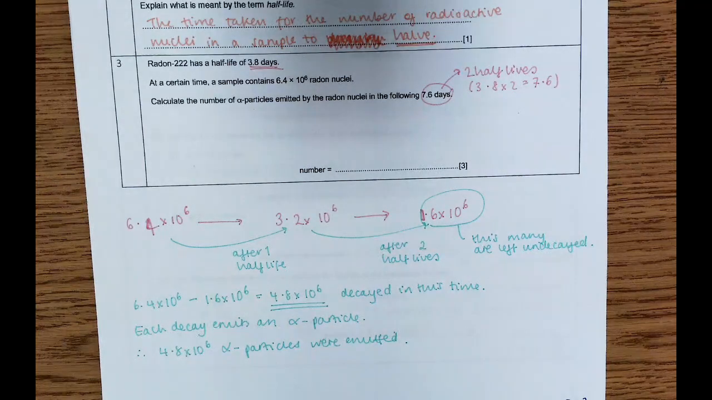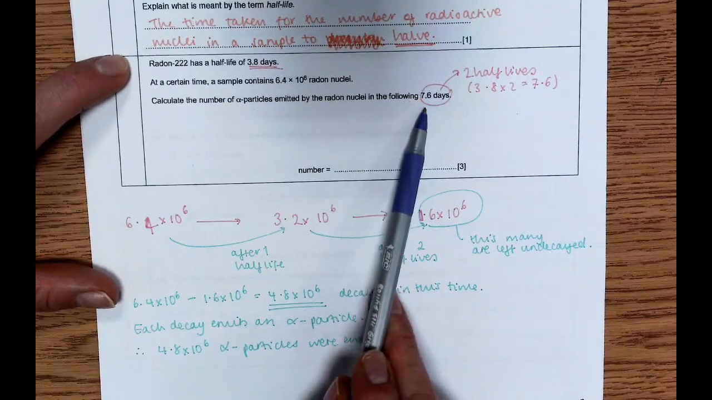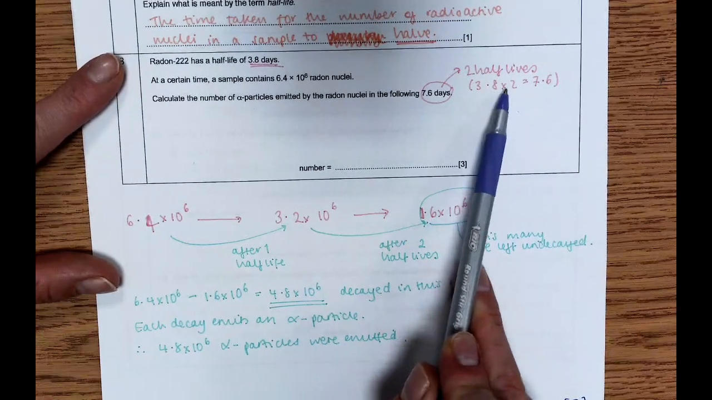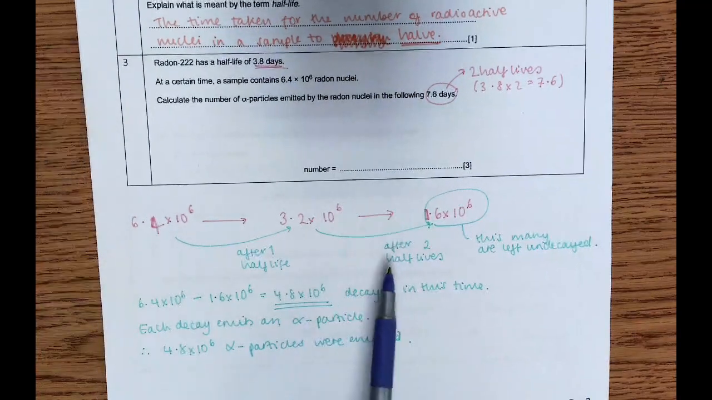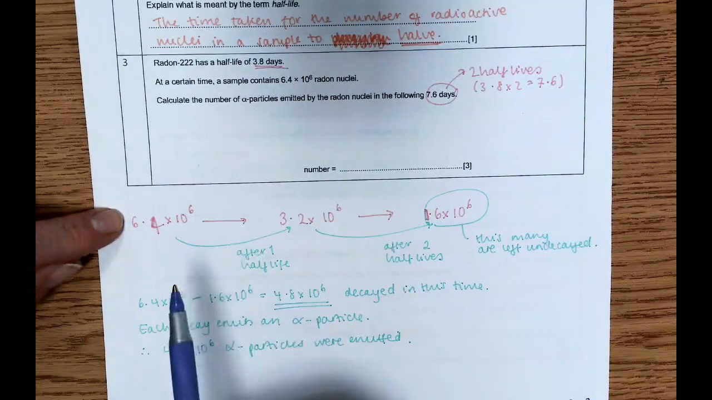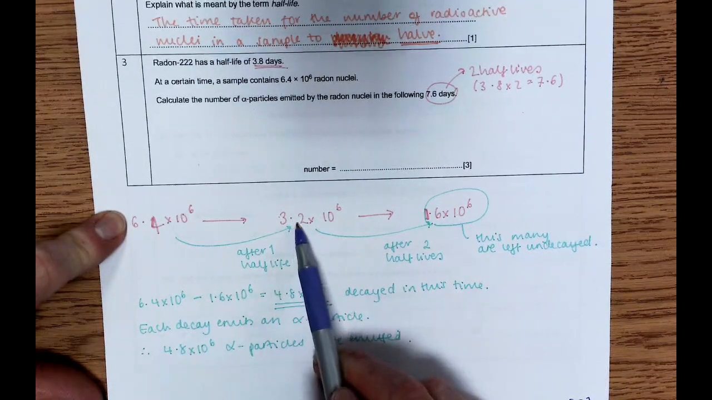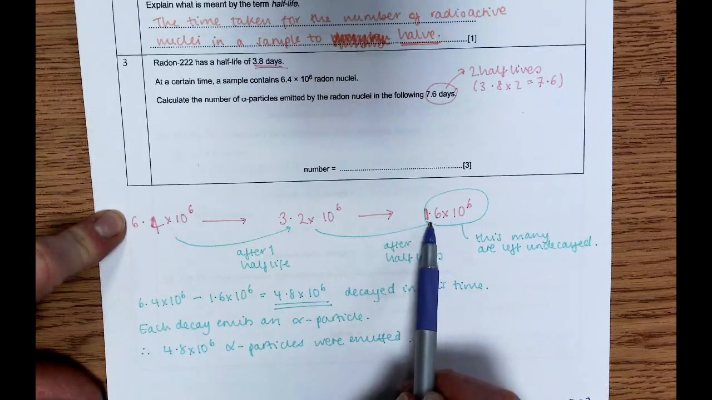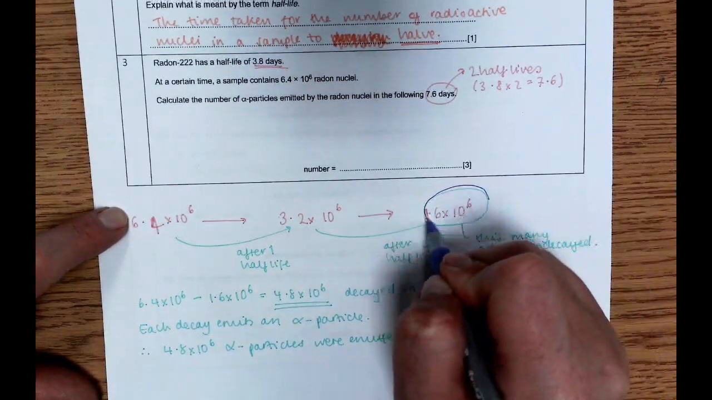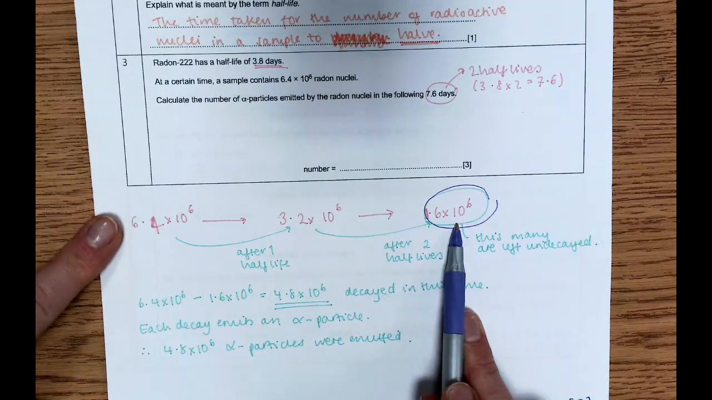Okay, if the half-life is 3.8 days and we are looking for a total of 7.6 days, we must have had 2 half-lives occurring, because 7.6 divided by 3.8 is 2. So, in 2 half-lives, my original number will have halved twice. So after 1, my 6.4 goes to 3.2. After 2, the 3.2 halves to 1.6. Don't forget about the times 10 to the 6. This tells me that after 7.6 days, I have this many nuclei left to decay.